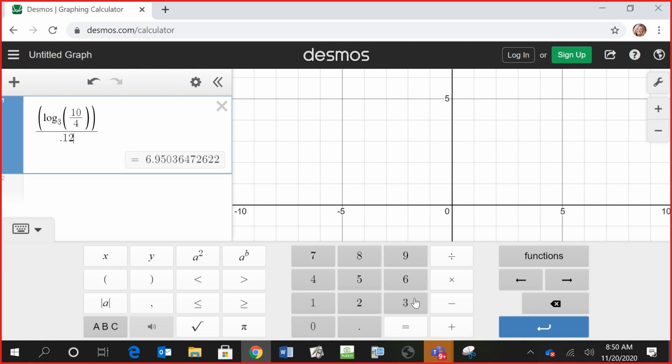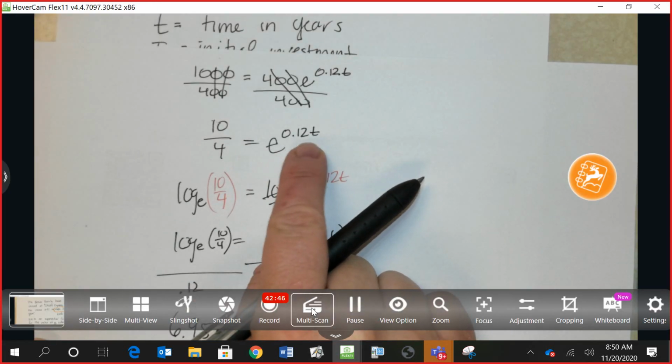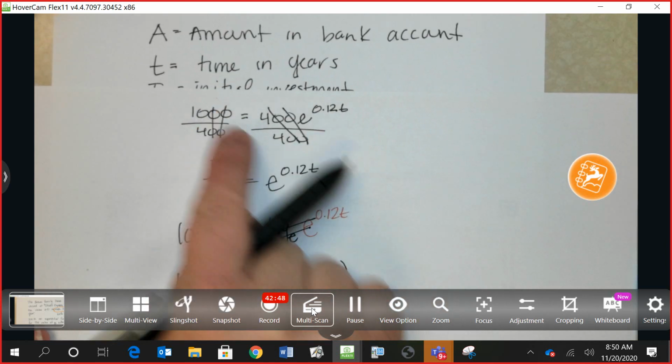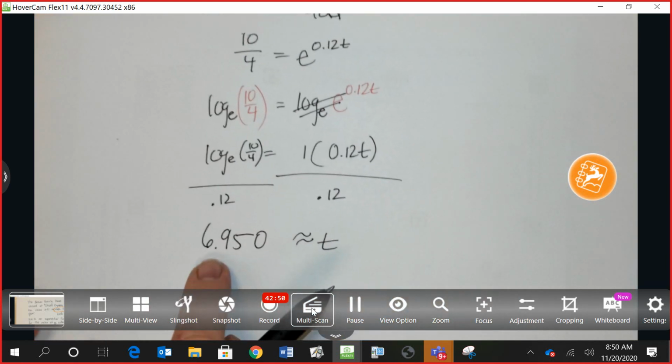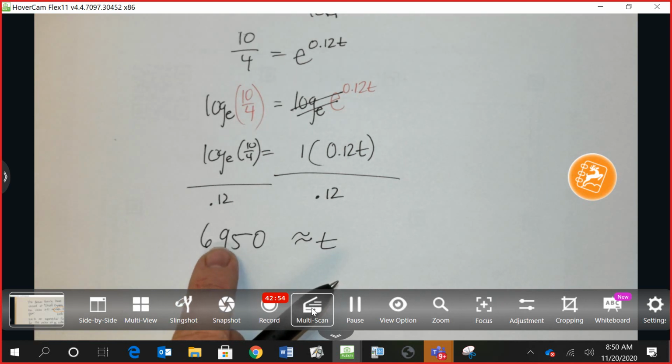What does this look like? 6.950. Behind the 0 is a 3, so I'm not going to round it up. Then what does this mean? It means for this problem, if we assume this is correct, that your bank account rises at this rate, we can assume that it goes from $400 to $1,000 in almost 7 years, 6.950 years.